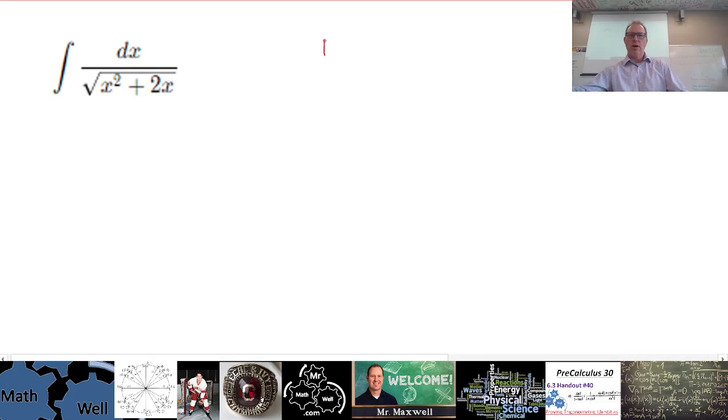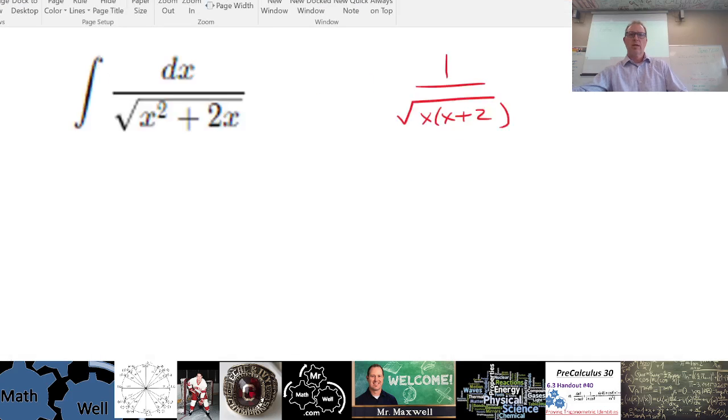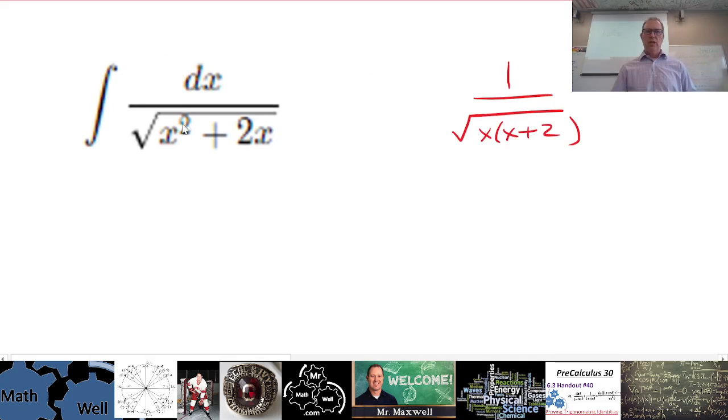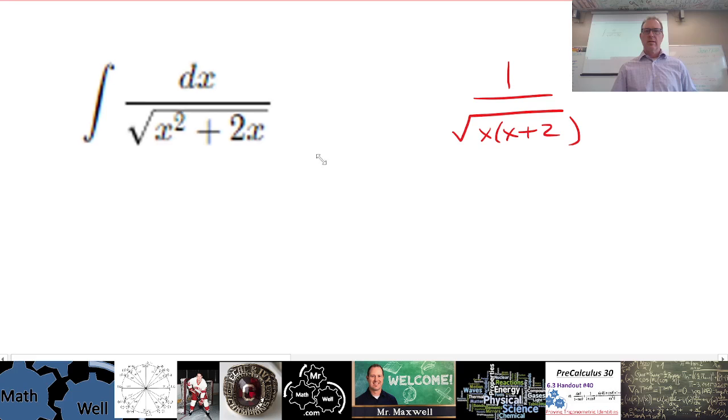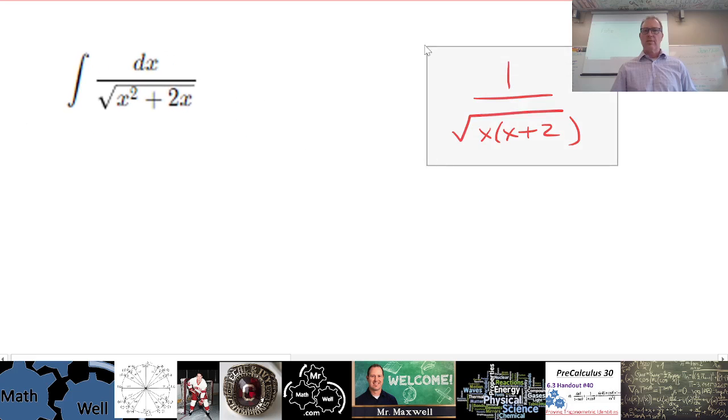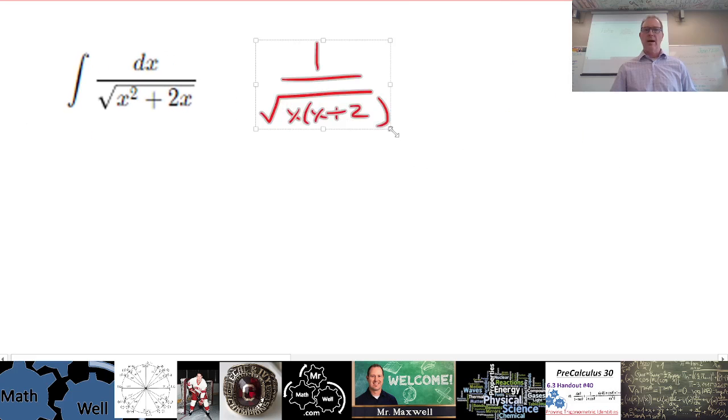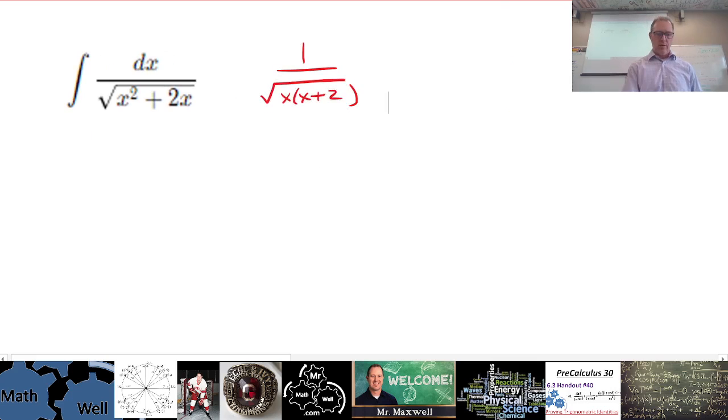If I change this bottom here to x times x plus 2, I feel like I'm zoomed out. I am. Okay. If I change this to x times x plus 2 underneath the root, I've got a bit of an issue because I don't have the kind of format I'm looking for, right? I don't have x squared plus just a constant here anymore. I have x plus a constant, and that's not going to work, okay? So we're going to forget about that.